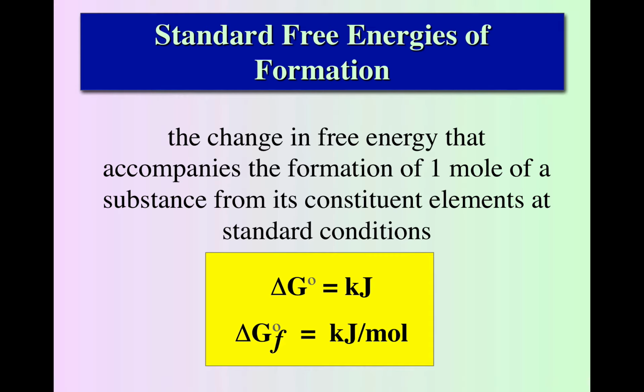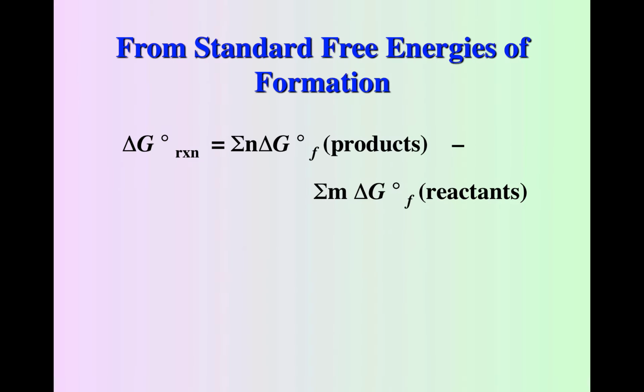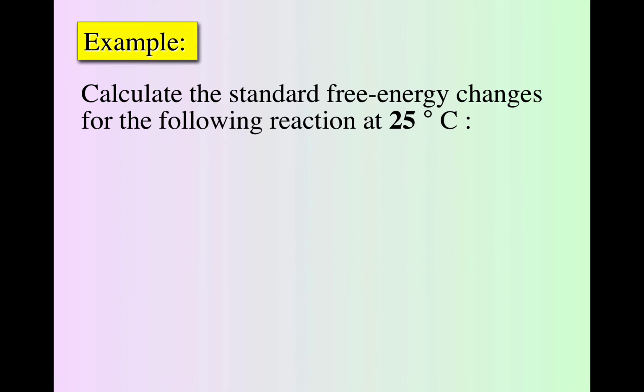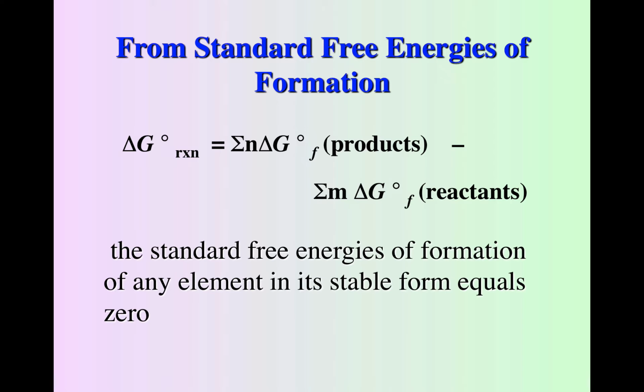So again, those are delta G naughts of formation: elements at standard state being put together to form compounds. Any other delta G naught change is considered a delta G naught of reaction, measured in kilojoules. So the sum of the delta G of the products minus the sum of the delta G of the reactants gives me the change in the delta G of reaction at standard conditions. Just wanted to quickly point that out. So like I said, standard free energies of formation for any element in its stable form is 0, just like delta H.